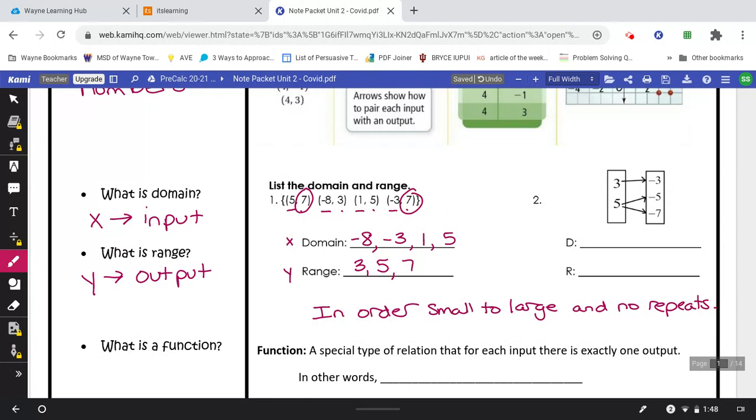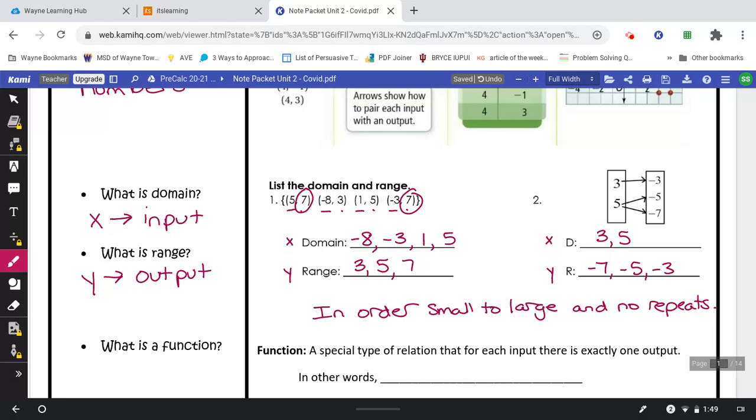Problem number 2 is a mapping. So you've got the 3 and the 5 being matched up to the numbers on the right, the -3, the -5, and the -7. See if you guys can do the domain and the range. List them in order from small to large, no repeats. I'll give you just a moment. All right, your answer should look like that. Your domain is 3, 5. Your range is -7, -5, and -3.